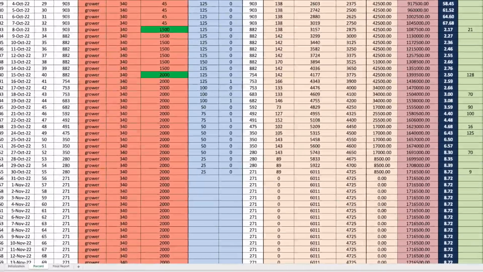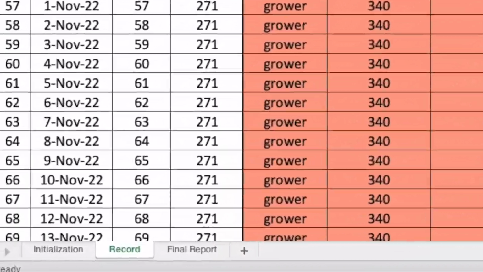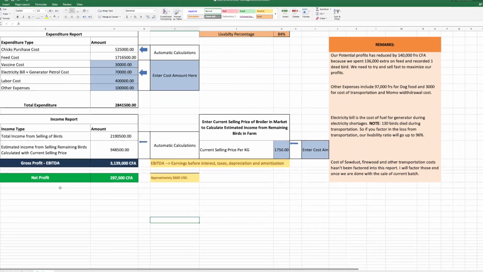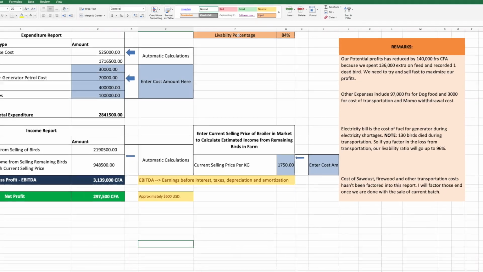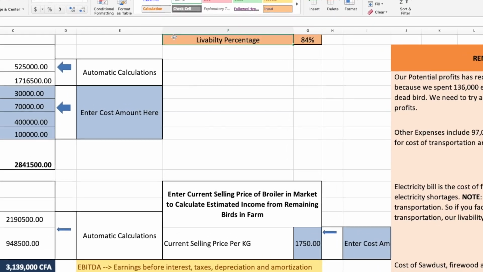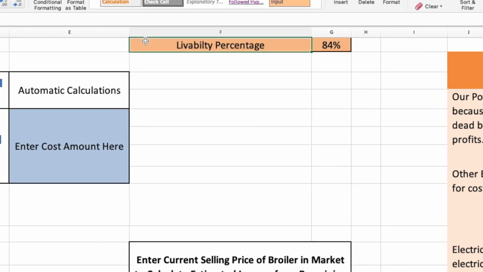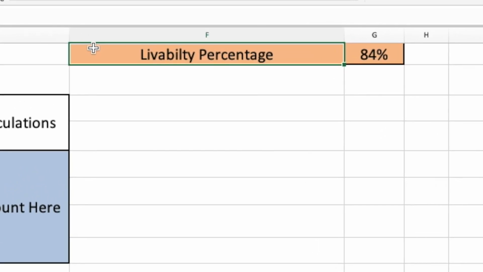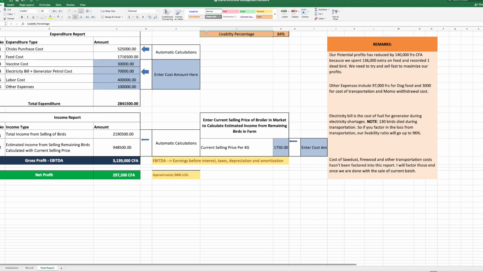So now let's look at the final report. What does the final report give us? The final report is extremely important. It starts with the livability percentage. The livability percentage is how many of your birds were able to survive from day-old chicks to the point that they were sold. You always want to stay at 95% livability. But because we had a lot of losses from transportation, we actually lost 130 of the birds. That's more than 12%.